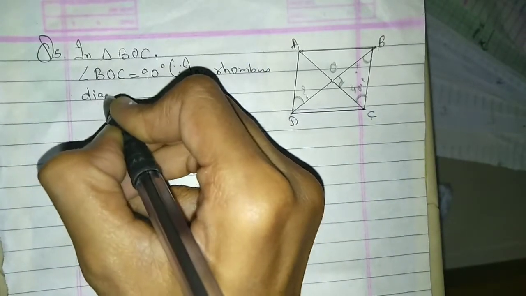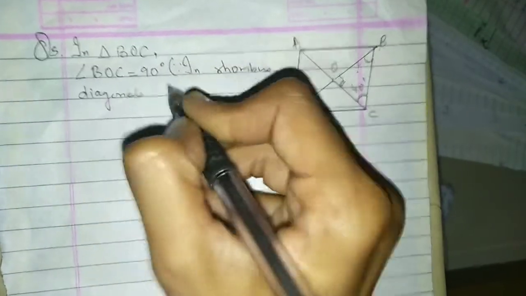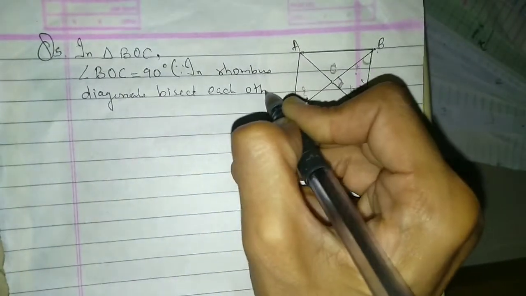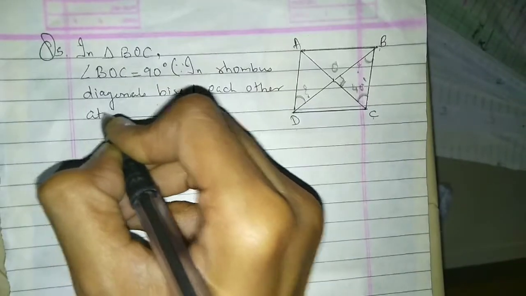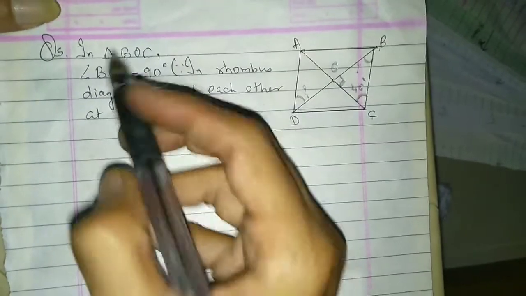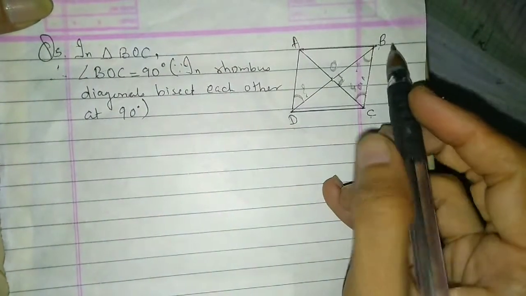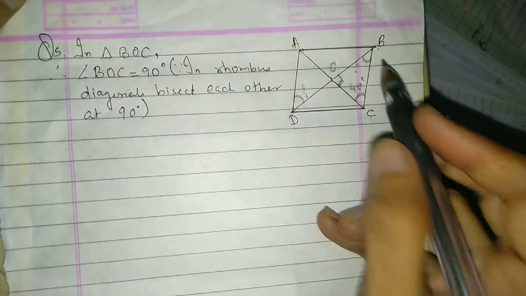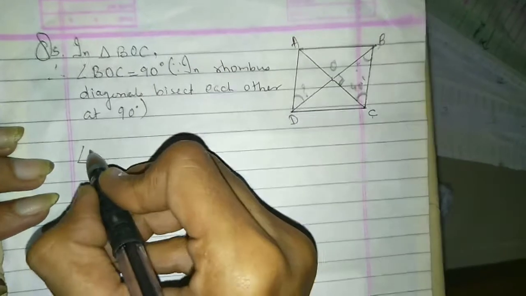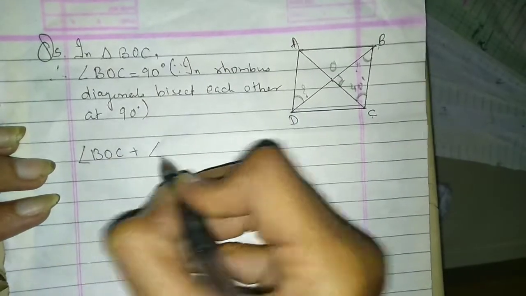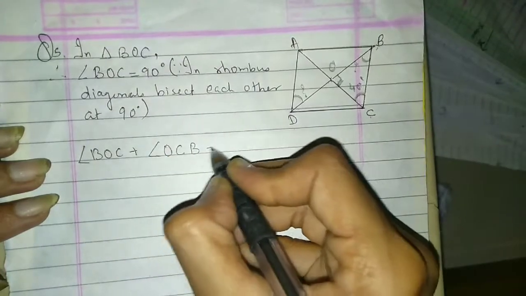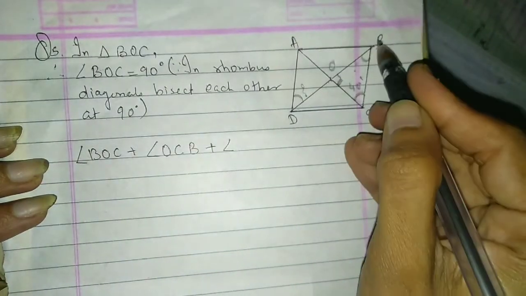The reason we have to write is: in a rhombus, diagonals bisect each other at 90 degrees, or a right angle you can write. Okay, so this is what we got here. Now sum of all the angles. So sum of all the angles is, first angle we have to add, let us take BOC plus OCB plus angle CBO.